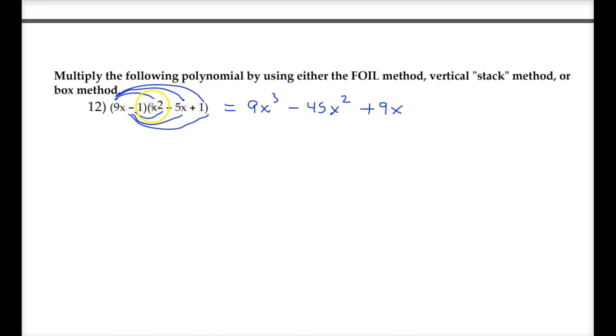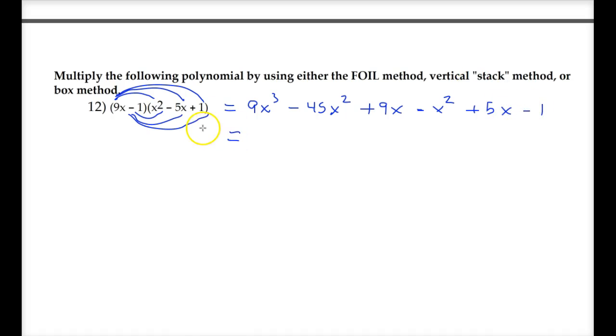So now what we do is we will multiply negative 1 by everything over here in the second factor. So negative 1 times x squared is a negative x squared. Negative 1 times a negative 5x is a positive 5x. And negative 1 times a positive 1 is a negative 1.